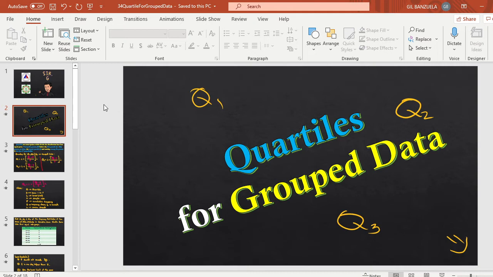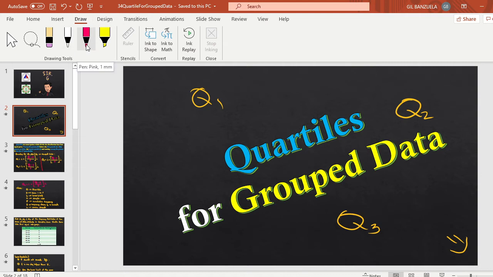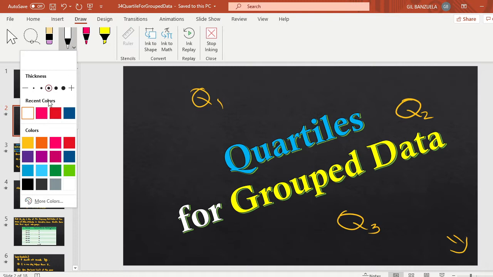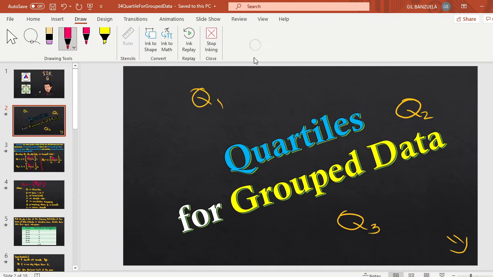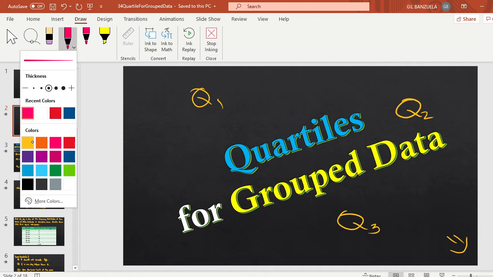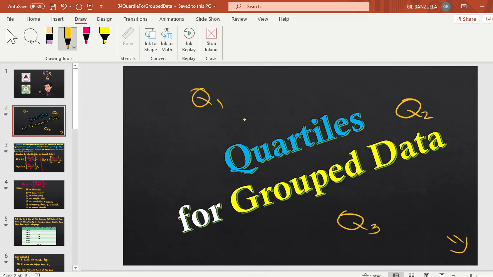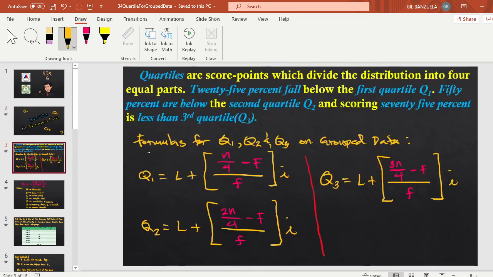In today's lesson, we're going to discuss quartiles for group data. If you could recall, we've just discussed the quartiles for ungroup data on measure of positions. So in today's lesson, we're going to deal with quartiles for group data. Alright, so let's dig in.